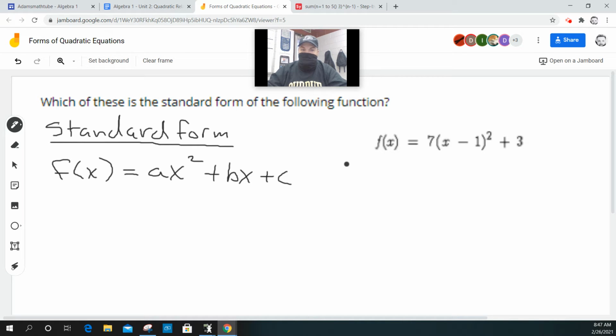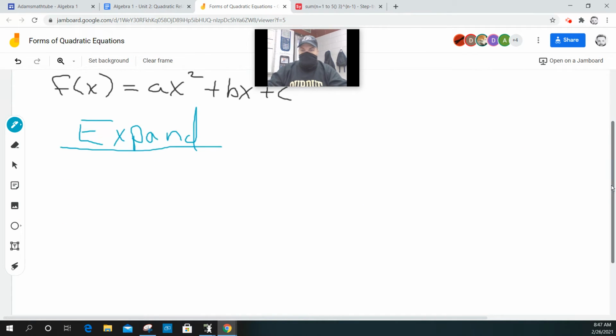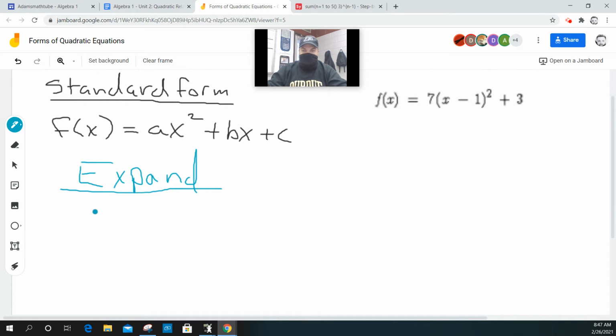I'm just going to expand it. So what we're going to do is we are going to expand. Now, expand is a math word that means multiply out and then simplify. We're going to expand this right here. So we're going to say f of x is equal to 7 times the quantity x minus 1 squared plus 3.